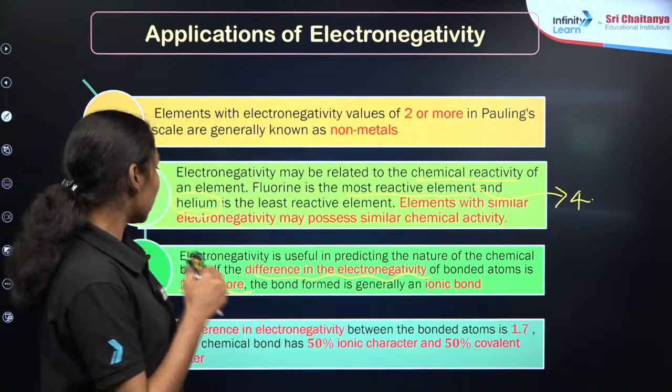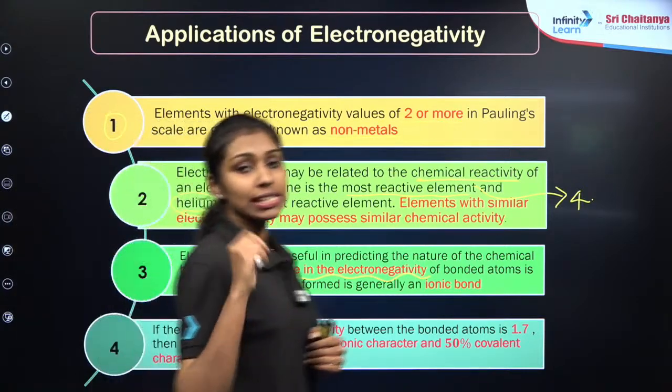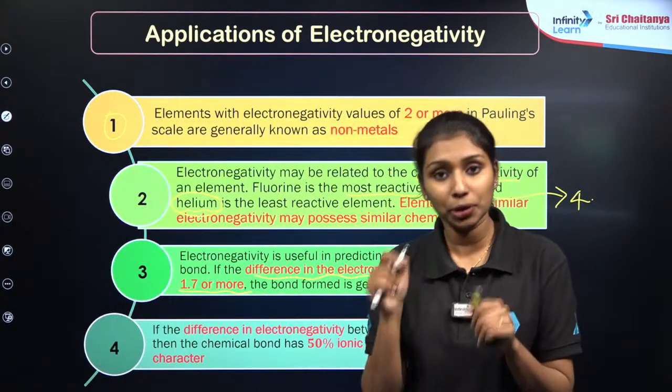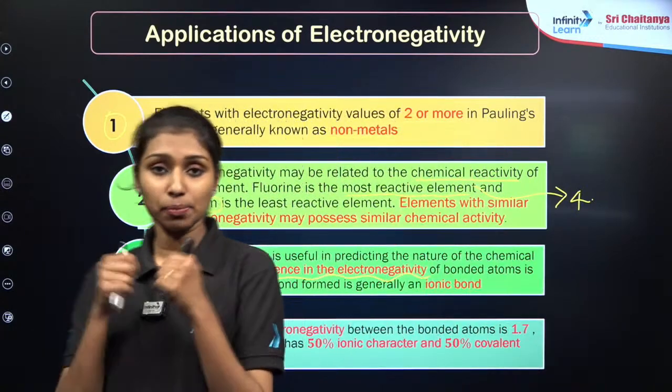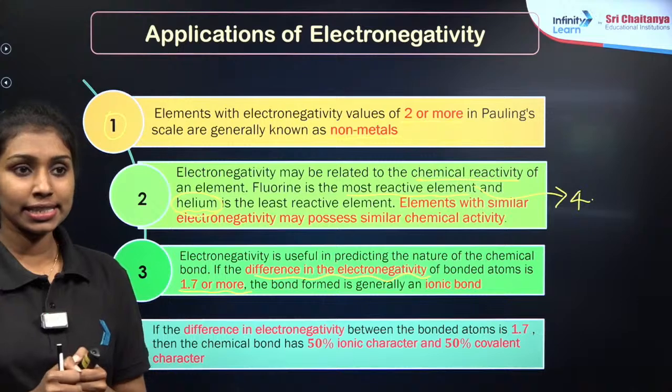Whenever we are given the electronegativity values, if the difference in electronegativity of the two atoms in a particular molecule or compound is 1.7 or more, we can consider this bond to be ionic, right? Clear?